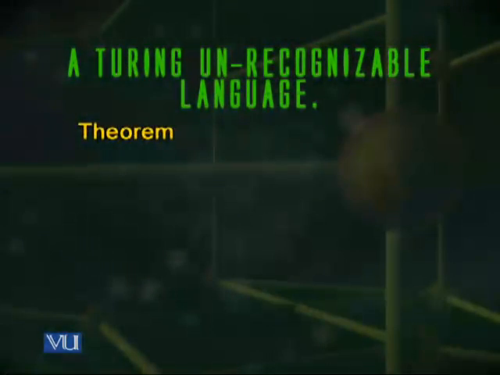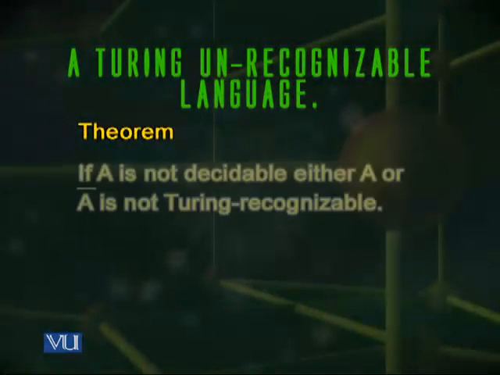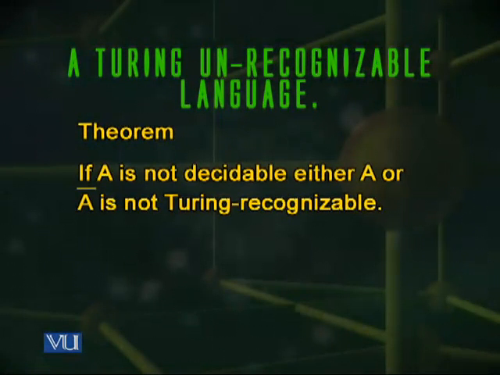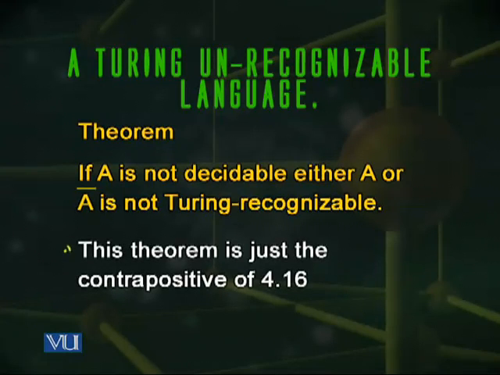This is another theorem that we will prove right now. It says that if A is a language and if A is not decidable, then either A or its complement is not Turing recognizable. We will see that this theorem is just the contrapositive of theorem 4.16.